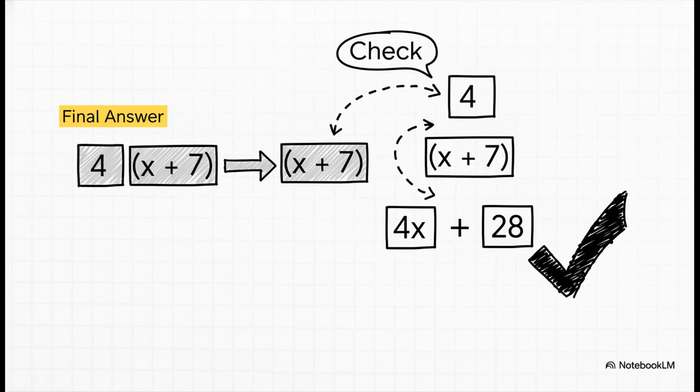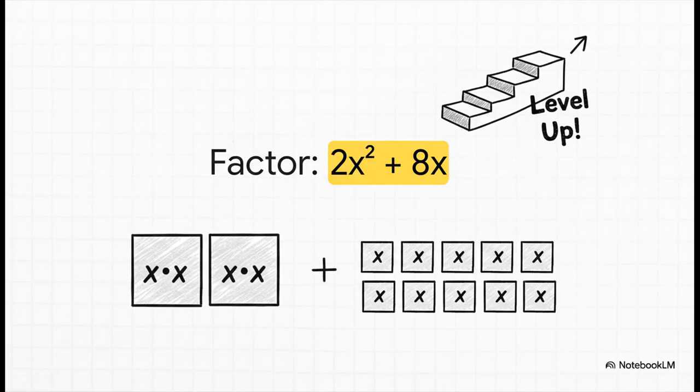And here is how we write the final answer. The GCF, our 4, goes on the outside of the parentheses. And on the inside, we just write what was left over, the x plus 7. Now here's the best part, and it's like a built-in safety net. You can always check your work. Just distribute that 4 back in. 4 times x is 4x. 4 times 7 is 28. We ended up exactly where we started. Perfect. Okay, you ready to level up a little?